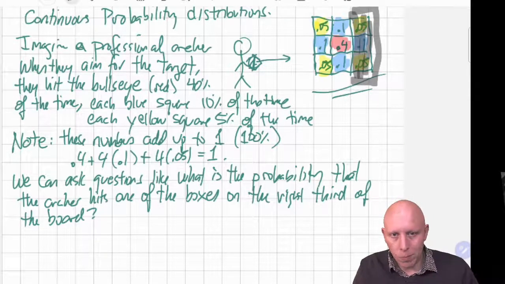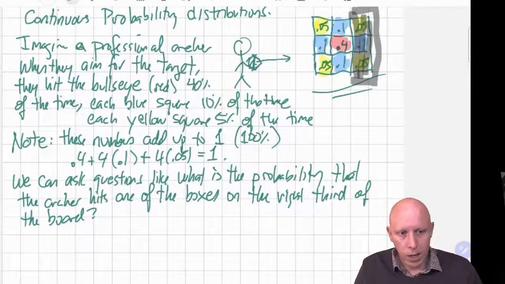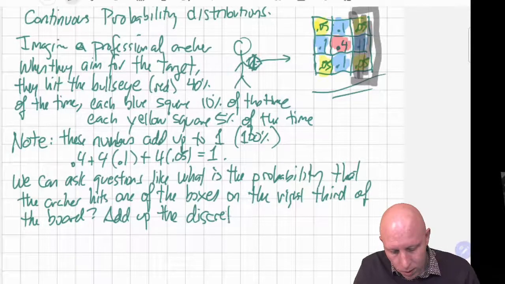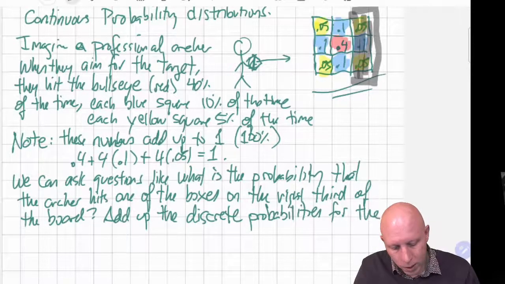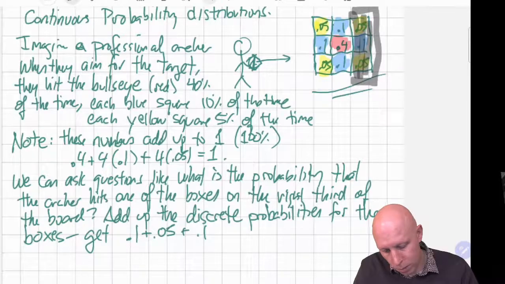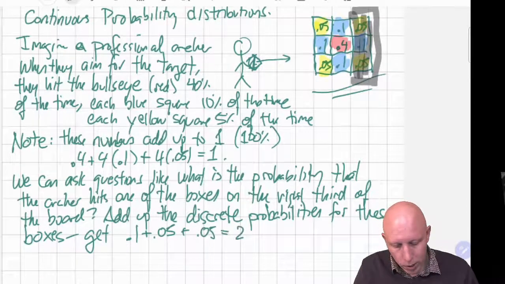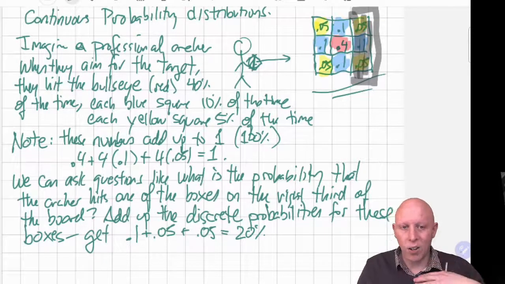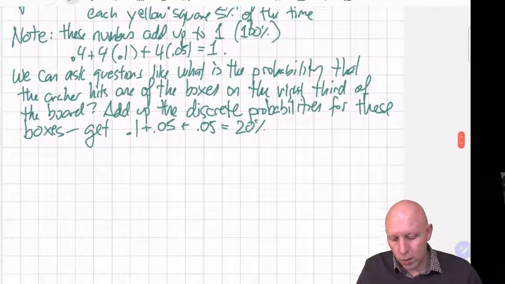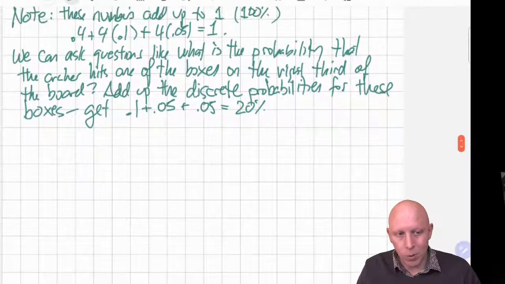Well, with this discrete probability, we can just add up those numbers. We add up the discrete probabilities for these boxes, so 0.1 plus 0.05 plus 0.1, plus 0.05 again, and we get 20%. So there's a 20% chance that the archer hits that side of the board. That's when we're dealing with discrete probabilities: we can just add up those values.